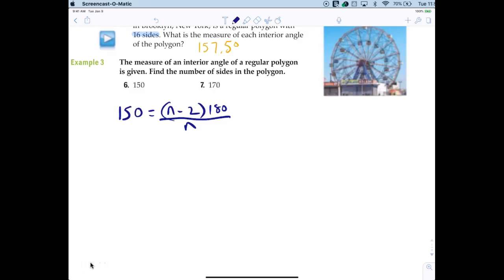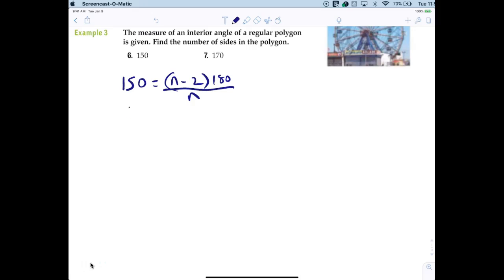All right. Multiply both sides by n, right? So you get 150n is equal to, distribute the 180, 180n minus 360. So that means 30n equals 360. So n equals what? 12. That's the math. Everybody okay with that?